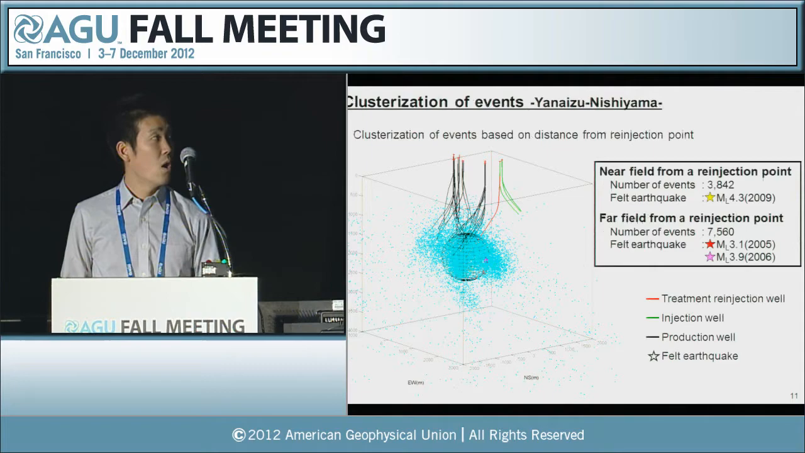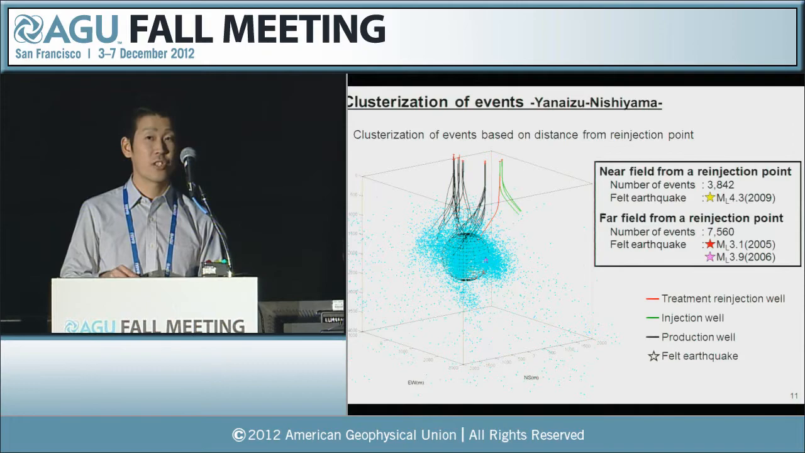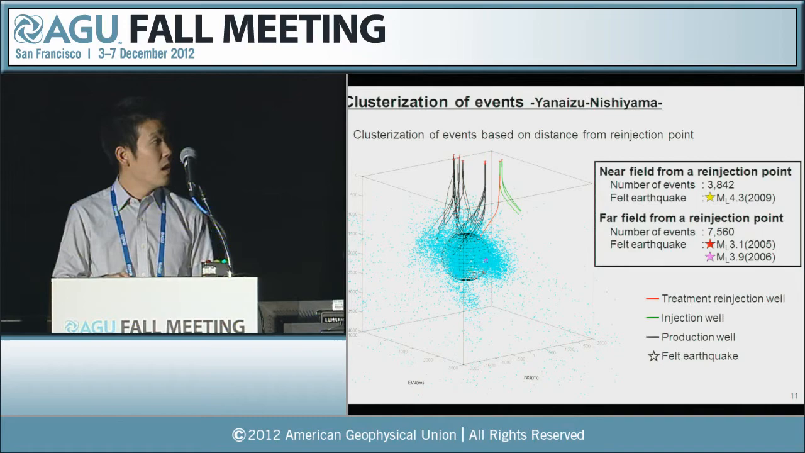We separated the events at Yanai-Nishiyama based on distance from the injection point, as shown in this figure, in order to see the relationship between reinjection and occurrence of primary fluid signals. This sphere is the boundary surface of the two groups.